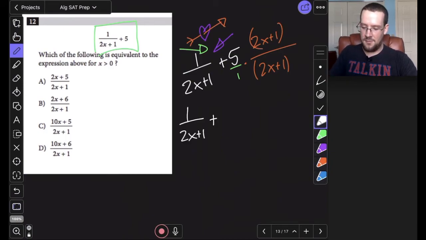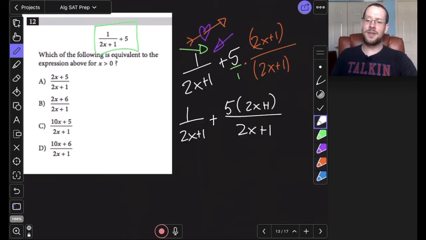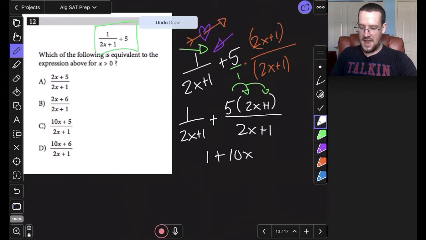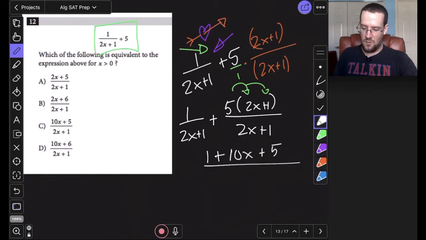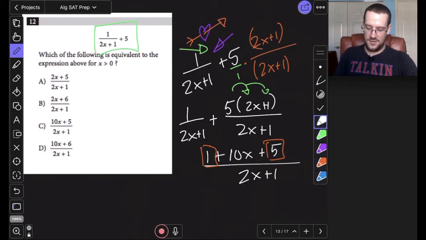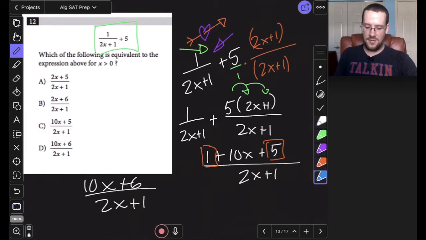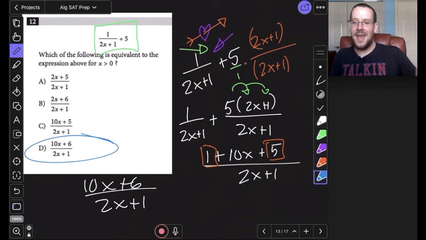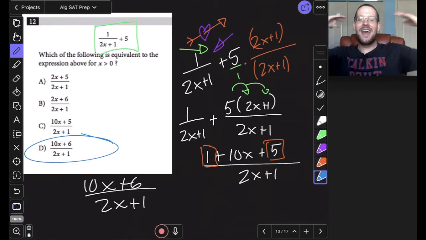So now we have two of the same denominators, and all I need to do is distribute this 5 to both of these terms. So I'm going to have 1 plus 10x plus 5, and put that over the denominator, 2x plus 1. Just combine our like terms here. 1 plus 5 is 6, so we have 10x plus 6 over 2x plus 1, and that is the answer D. And notice again, they put D at the end.